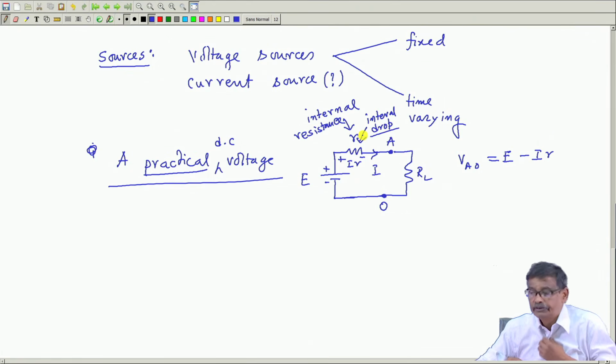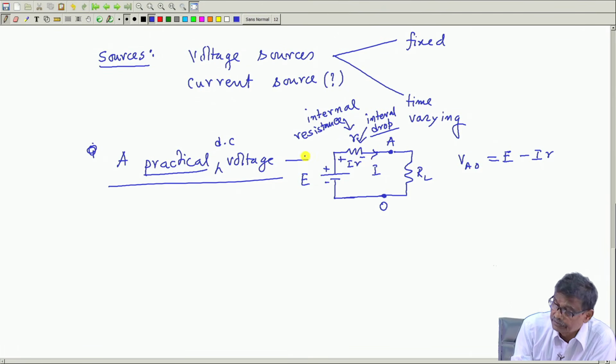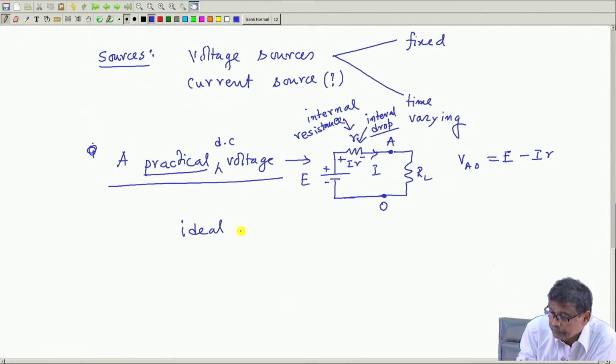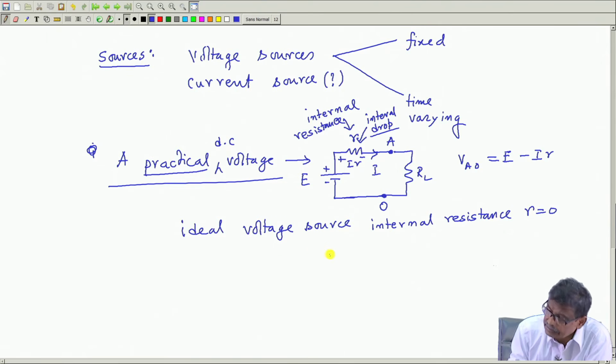This is how we denote a voltage source. This is a practical voltage source. What is an ideal voltage source? Ideal voltage source, internal resistance is 0. That is, its representation will be just like that.